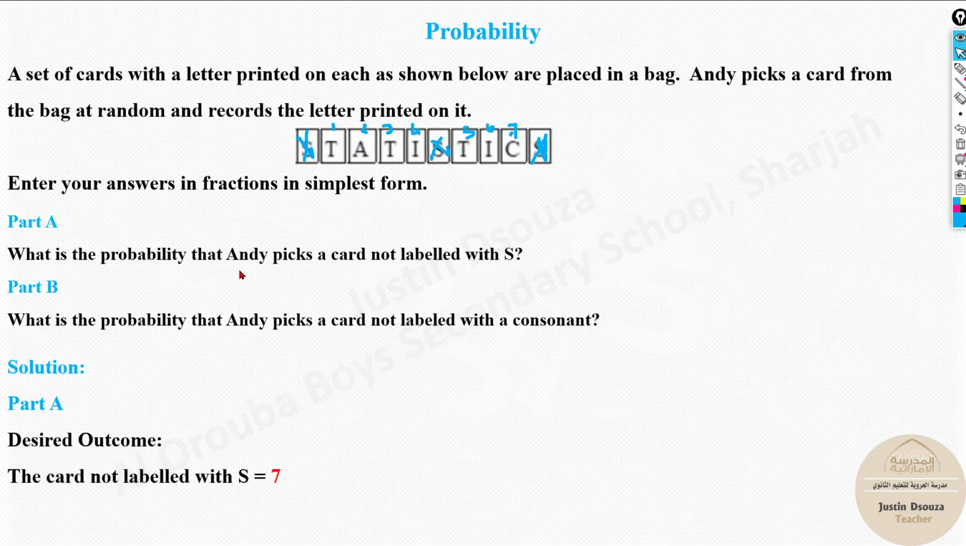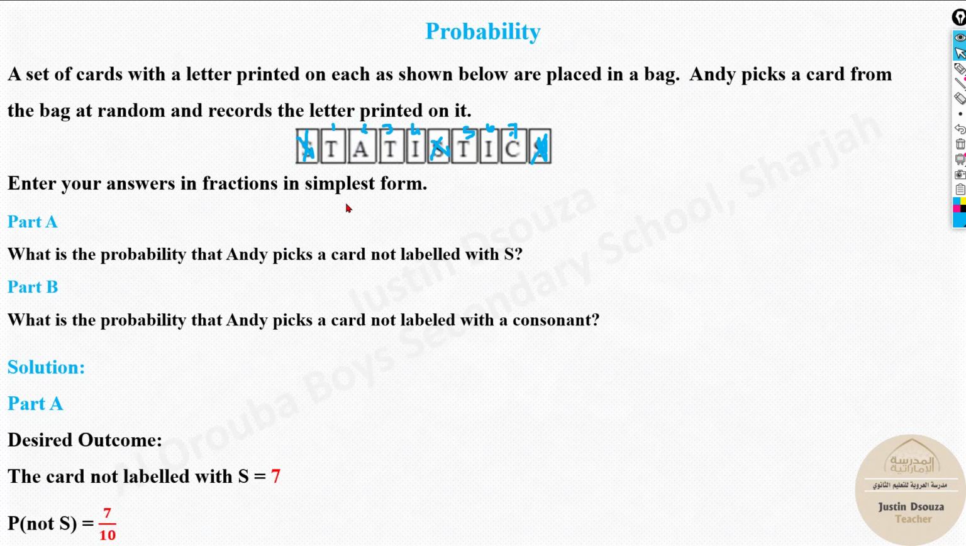So the desired outcome would be the card not labeled with S. The total desired outcome is 7. And what is the probability of not S? That is 7 divided by the total number of cards. Sorry, it's 7 plus 3 because there are 3 S's and there are 7 non-S's. So it's 10 over here. You can count them up. So that's the probability, 7 by 10.